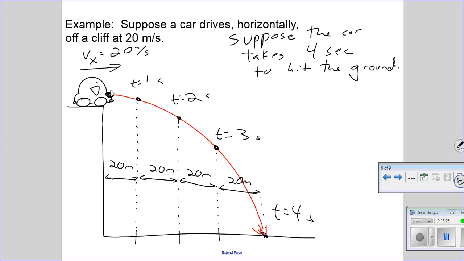Cool? Please don't, when you draw the path that the projectile is following, don't do this. Okay, it's got to be more of a parabola. It's got to be always moving forward. It's never straight down. You know what I mean? All right. Any questions with that?